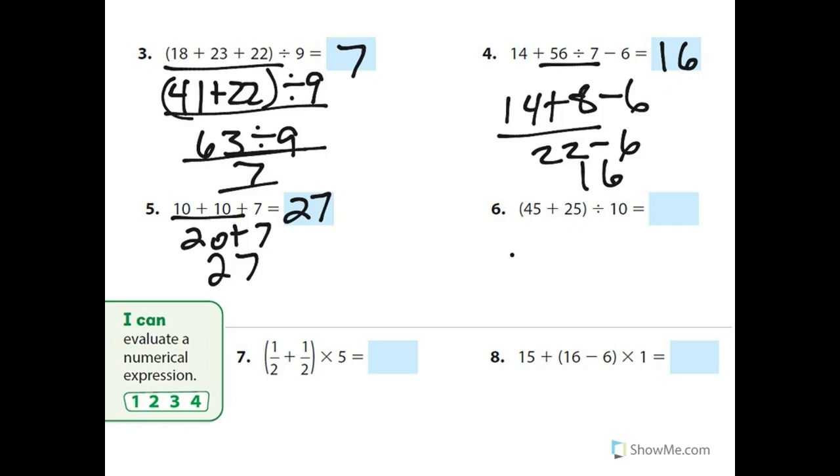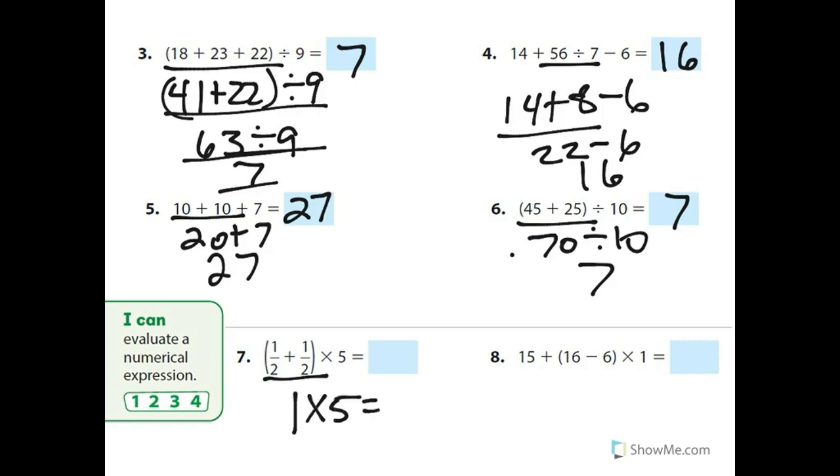All right, parentheses first. 45 plus 25 is 70. And 70 divided by 10 is 7. All right, I'm going to do number 7 with you in case you forgot how to do that real quick. Half plus a half is a whole, isn't it? Yeah, 1/2 plus 1/2 is 1. And 1 times 5 is 5. All right, try number 8 and then we'll go over it.